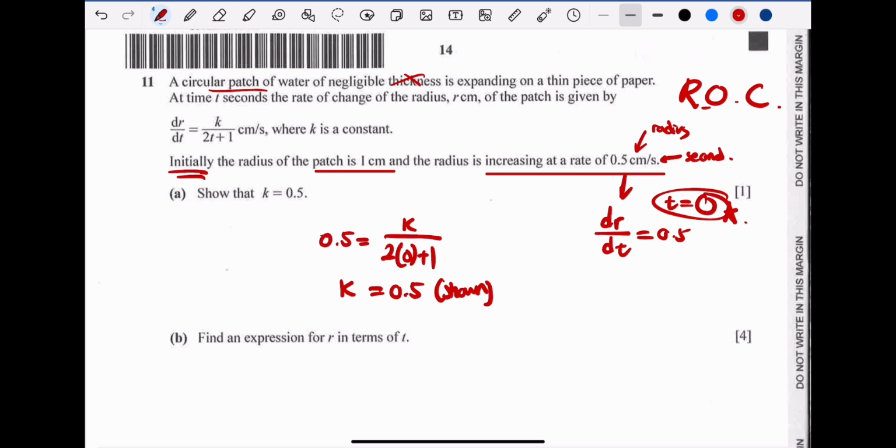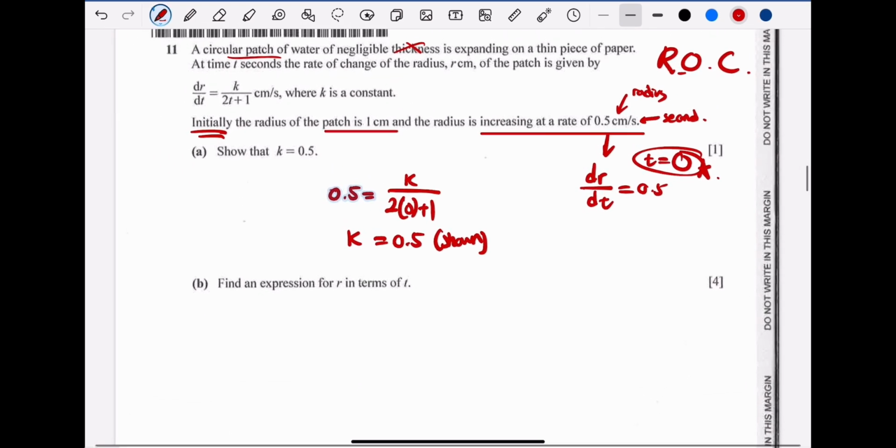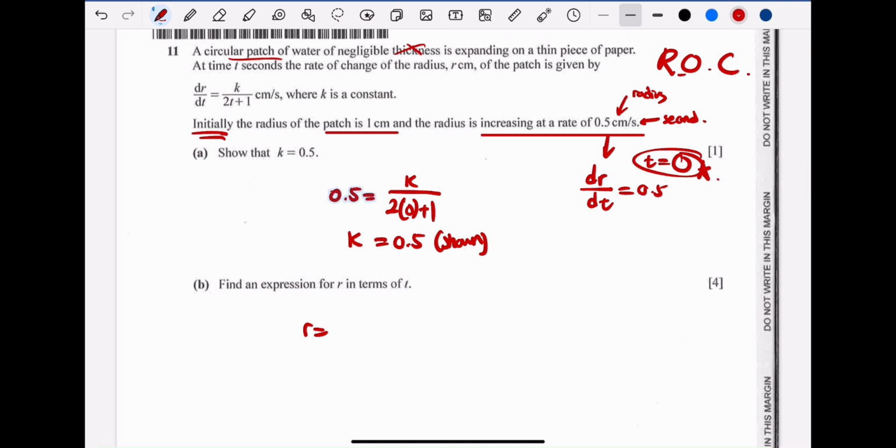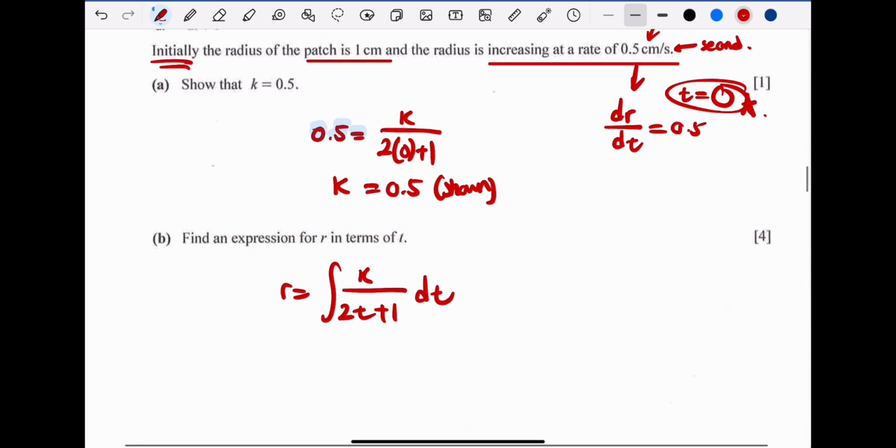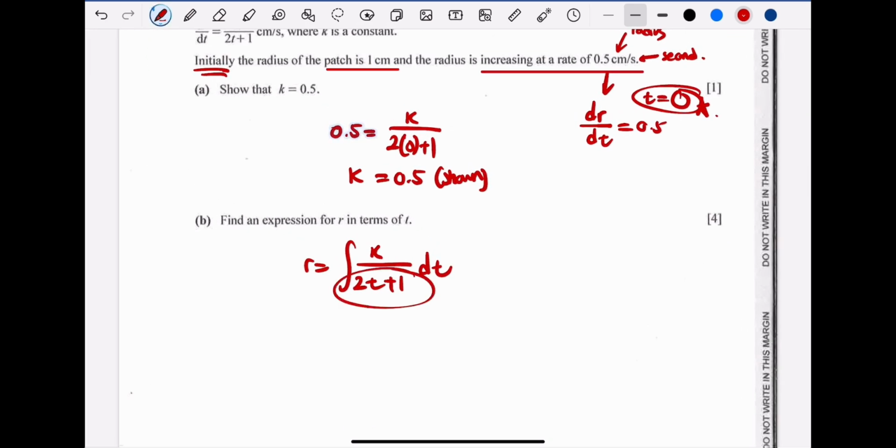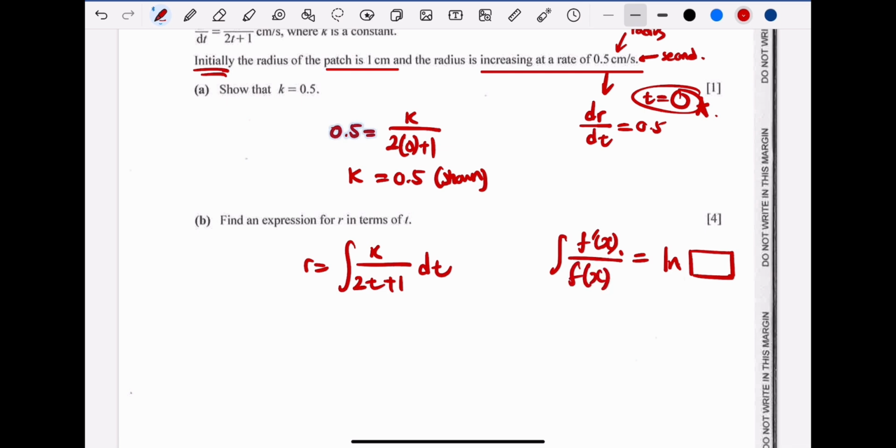Okay. Next one, they tell you find an expression of r in terms of t. So all we need to do is basically to integrate this. When we're integrating this, r equals the integral of k over 2t plus 1 dt. And you learn for your integral of such fractions, it will naturally become ln. For an ln to appear, we basically need to be integrating the differential at the top and my f(x) at the bottom to get ln f(x).